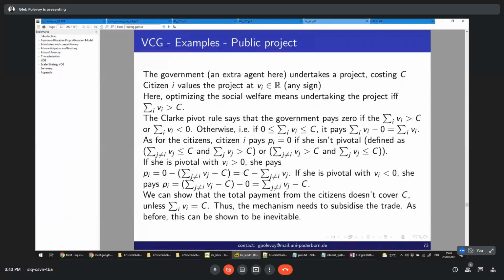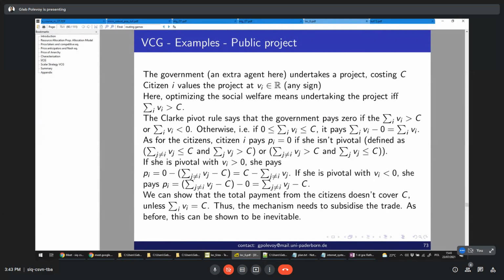So that was what we saw at the lecture. Let's go over it together. The government undertakes a project costing C, and there are n citizens. Each citizen values the project as some value, which can also be negative. It can be that the citizen does not like that there is a bridge somewhere or a park or something.